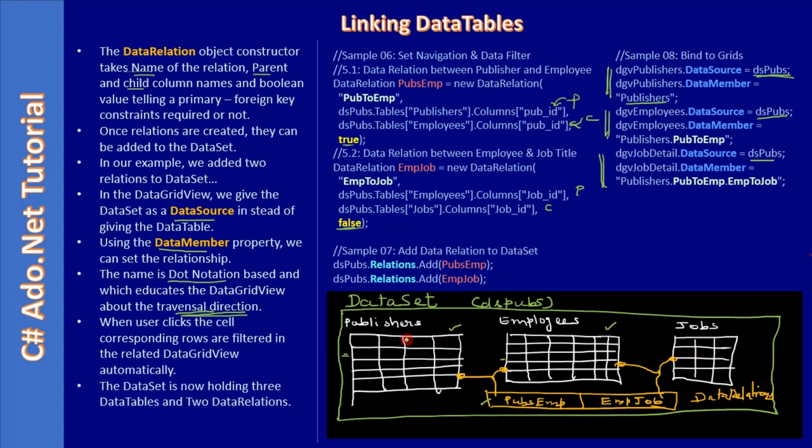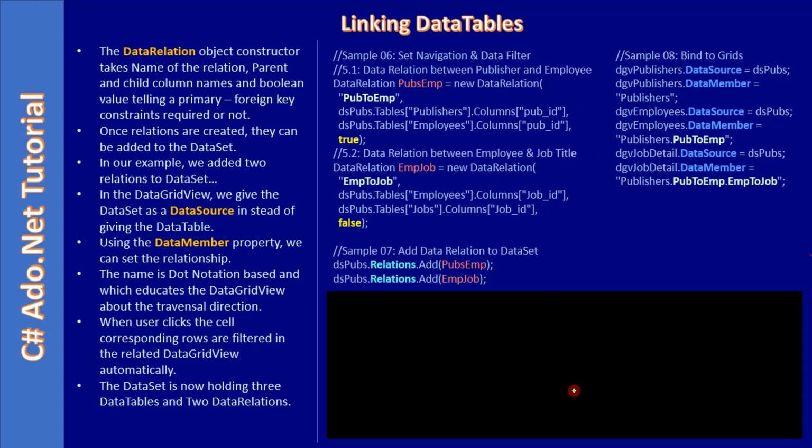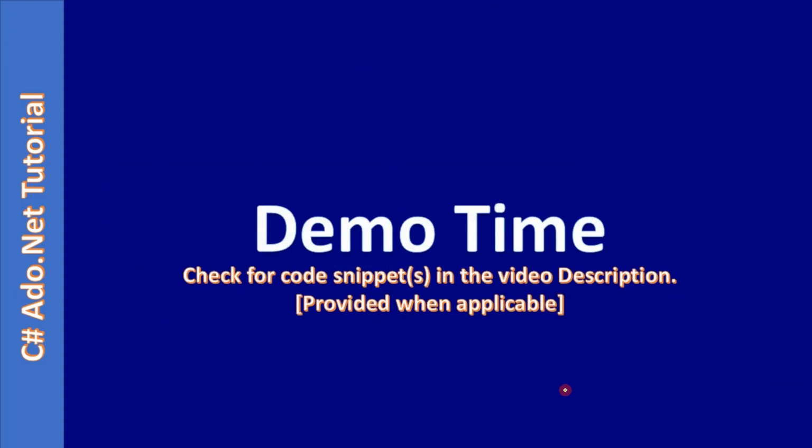The dataset is now holding three data tables: publisher, employees, jobs, and two data relations, right? Pubs emp and emp job. Also, our data grid view knows how to perform the traversal based on the data source as well as data member properties. Now let's go to the demo and implement this code change.